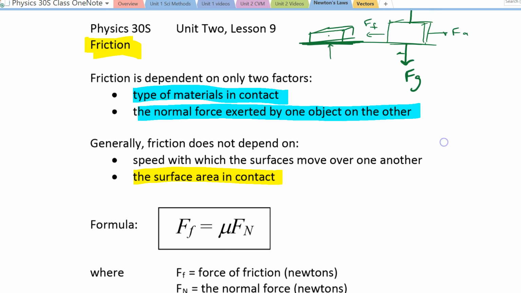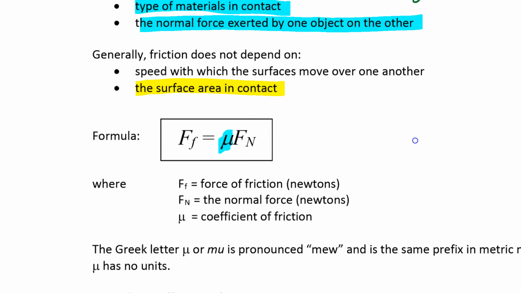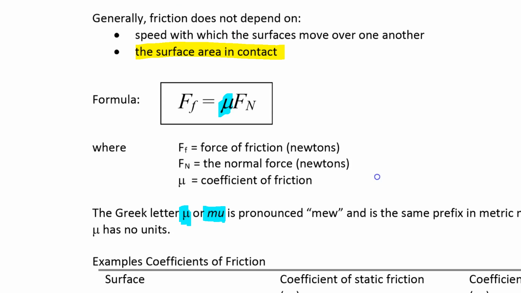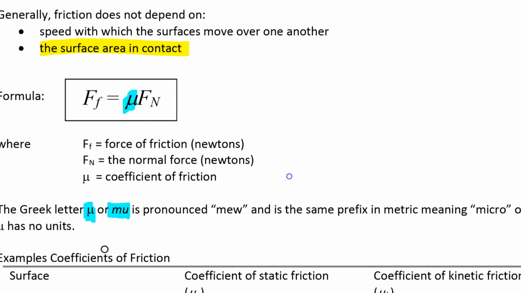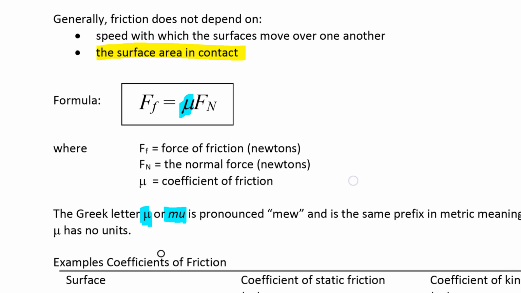Okay, so the formula is a rather simple one. Here it is. The force of friction is equal to, now here's a new symbol for us. This is a Greek letter. That Greek letter is this one here. If you spell it out, it's mu. We pronounce mu like the sound a cat makes, and it's the same prefix as in metric for micro, which means a millionth. And in this formula, it has no units.